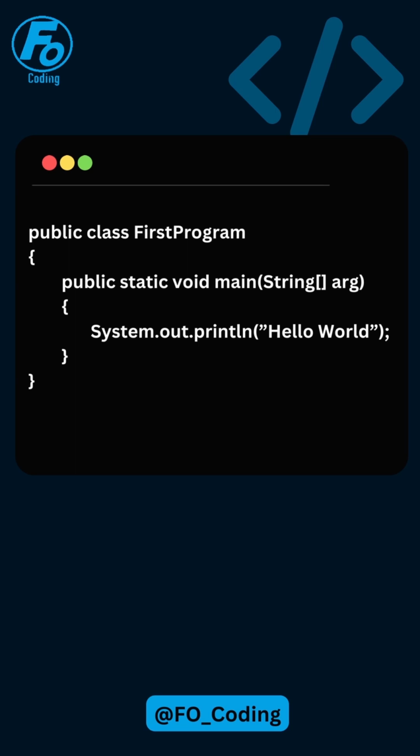System.out.println is a method in Java that prints a message to the standard output, typically the console, and appends a new line character. Java is case-sensitive. The compiler executes the code's starting function.